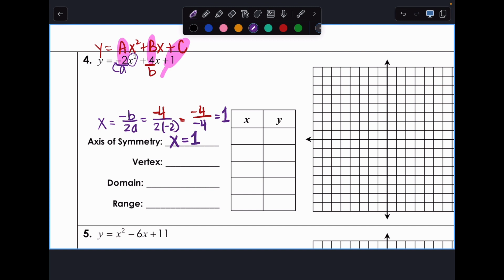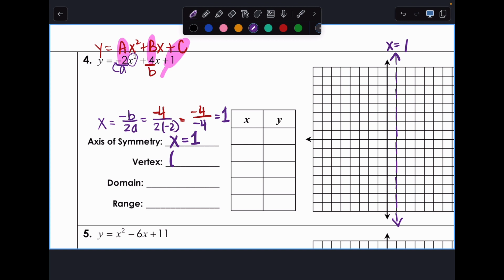So where do I put my vertical line? On x equals 1 or y equals 1? Even though it is parallel to the y, it cuts through the x value at 1, so we put it as a vertical line. Are we clear on this? Okay, so this is x equals 1.